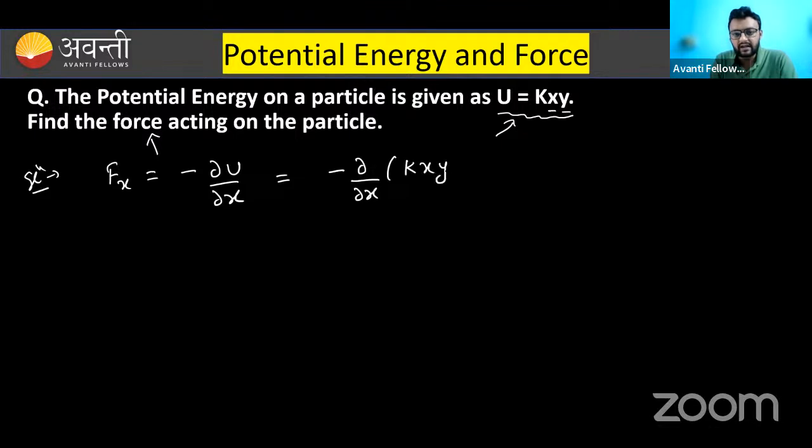U is what? kxy. Now, what I have told you, that if you are differentiating it with respect to x, then all other things are going to be constant. And you all know that a constant may be taken out of the differentiation. So it can be written as minus, what are the constants? k and y are the constants. They are taken out. What is left?